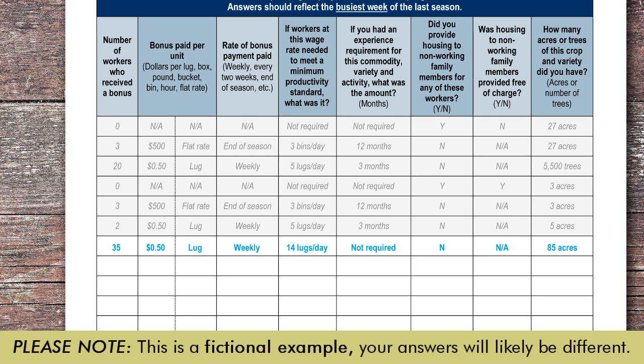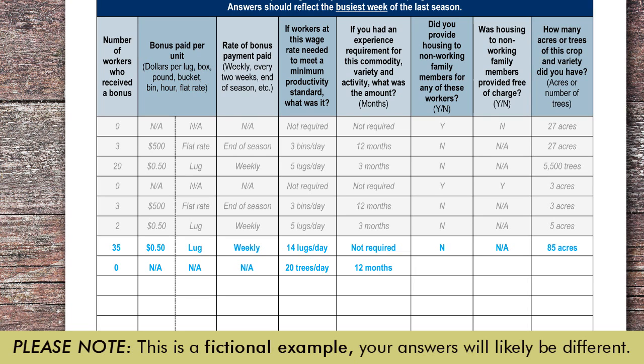We didn't pay any red cherry pruners a bonus, so we'll put down a 0 for the number of workers who received a bonus. This means the bonus rate, unit, and time duration of bonus payments are irrelevant, so we'll put down NA for all 3 of these. We did require a productivity standard of 20 trees per day, so we'll go ahead and put that down in the appropriate place. We required 12 months of prior tree pruning experience, so we'll mark that down.